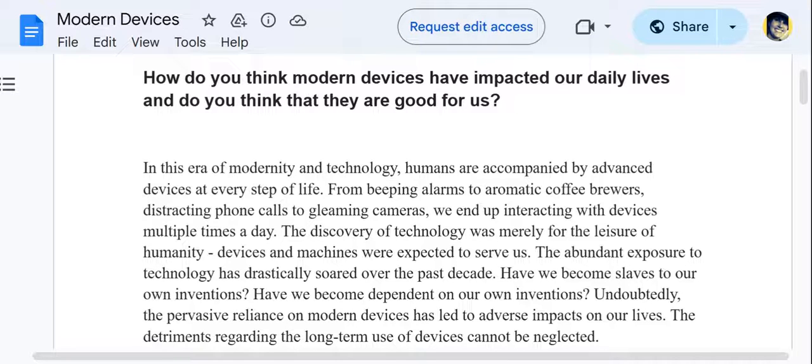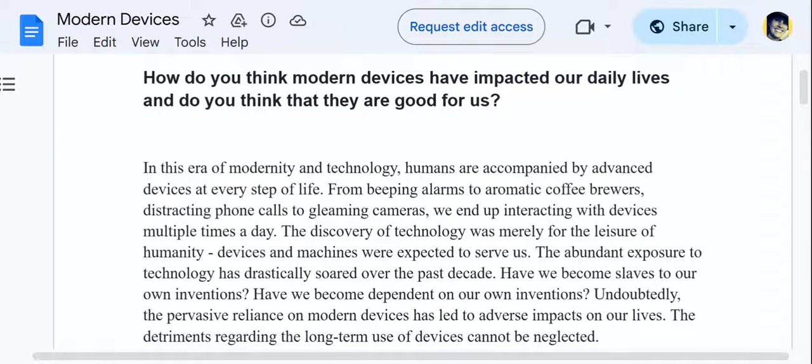The discovery of technology was merely for the leisure of humanity. Devices and machines were expected to serve us. The abundant exposure to technology has drastically soared over the past decade. Have we become slaves to our own inventions? Have we become dependent on our own inventions? Undoubtedly, the pervasive reliance on modern devices has led to adverse impacts on our lives. The detriments regarding the long term use of devices cannot be neglected."